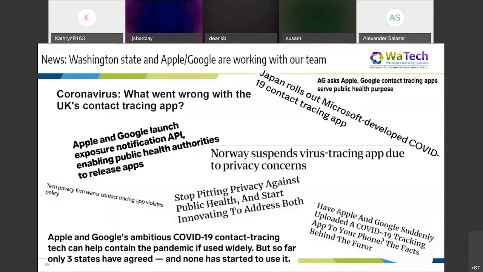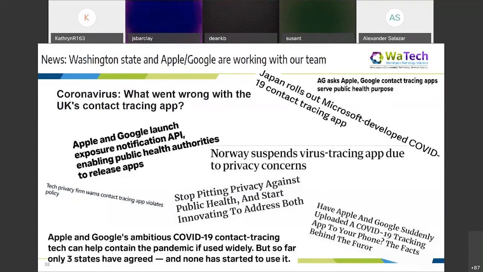I will point out that Washington State is actually using the Apple Google API, and I'm going to go into what that is a little bit. And then, Norway actually suspended the use of their virus tracing app due to privacy concerns from the European data regulator.